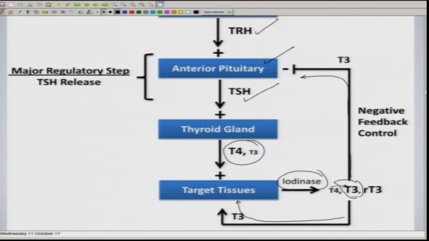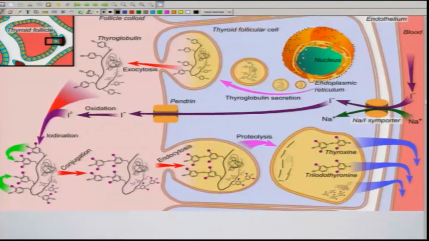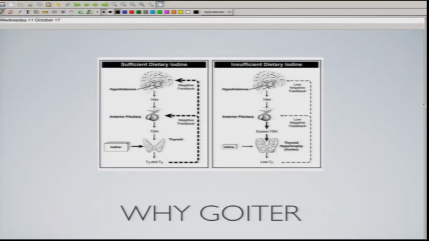So, this is how the axis looks: hypothalamus, pituitary, thyrotrophin, and here is the thyroid gland, and it is influencing your kidney, liver, heart and muscle. The hypothalamus, pituitary, thyroid axis is that critical axis which governs many of our processes, and this is how the transport of thyroxine and triiodothyronine molecules takes place. With sufficient dietary iodine, thyroid hormone formation is perfectly fine, but in case of insufficient iodine, you see diseases like goiter or hypertrophy of the thyroid gland.